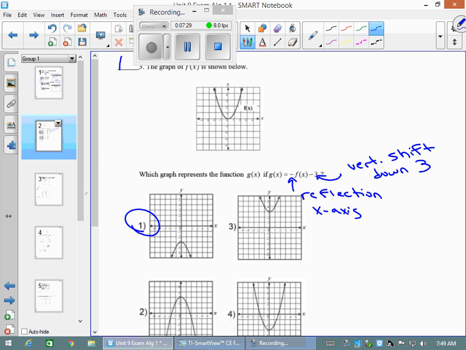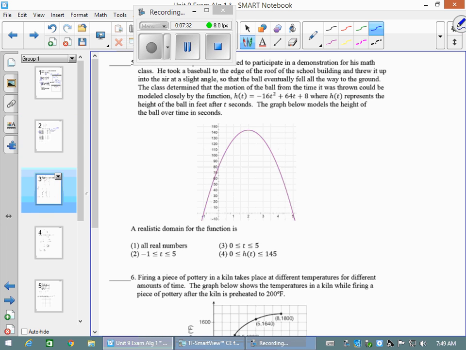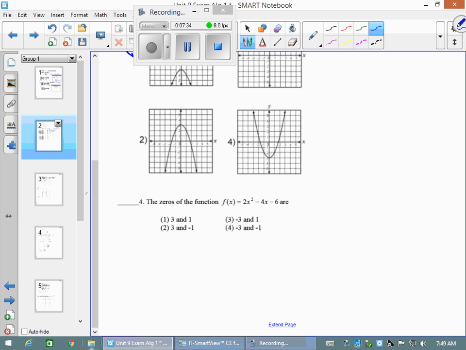Taking a look at question 4, zeros. Zeros means when your y value is 0. So we're replacing f of x with 0. So 0 equals 2x squared minus 4x minus 6. And you could try each choice, see which one works, and that it would be choice 2. Or you could algebraically solve.